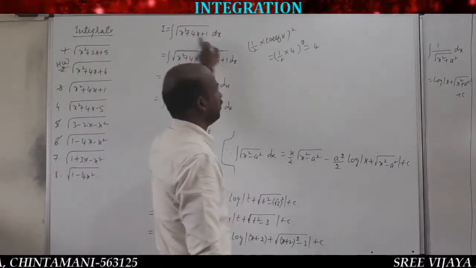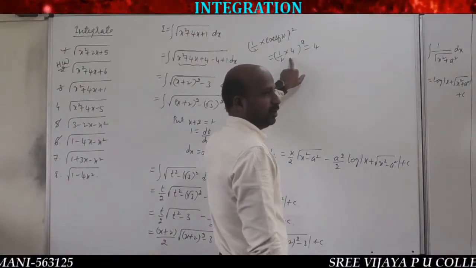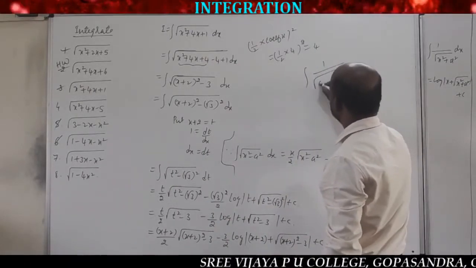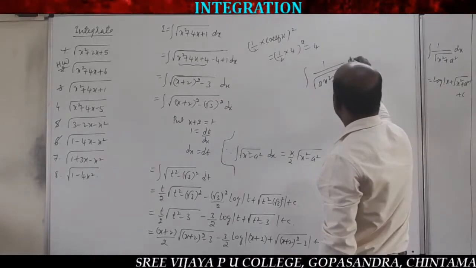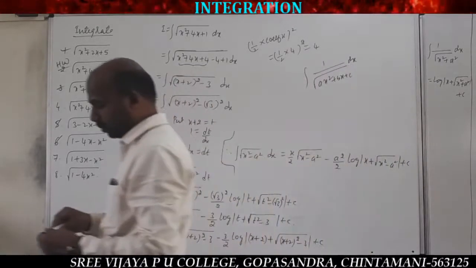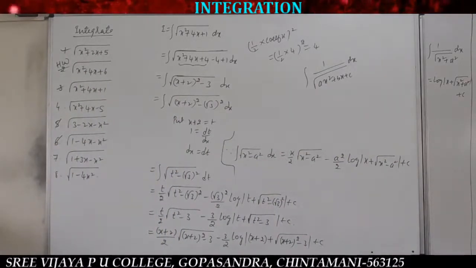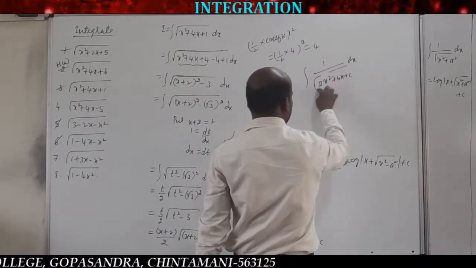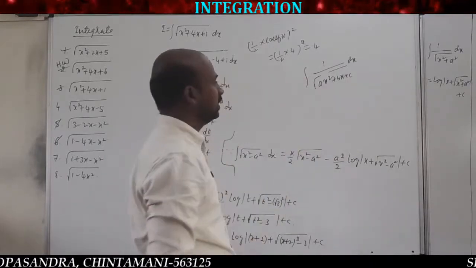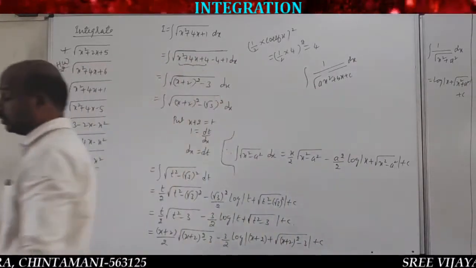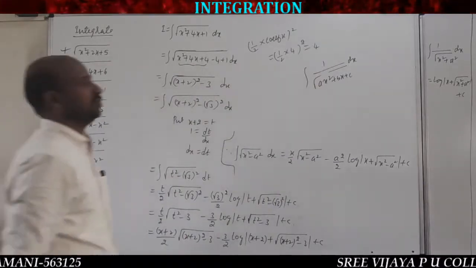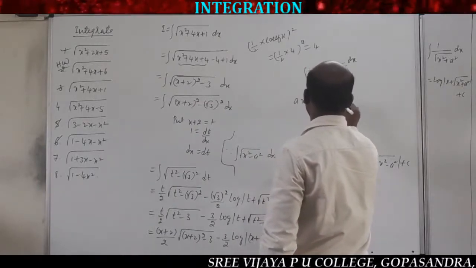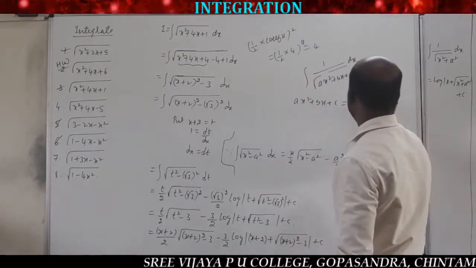So the quadratic factor has to be converted into a perfect square. Integrals of this form we have already discussed. While solving problems like integral of 1 upon root of ax square plus bx plus c, we make this quadratic factor a perfect square by adding and subtracting half into coefficient of x whole square, by keeping the coefficient of x square outside.